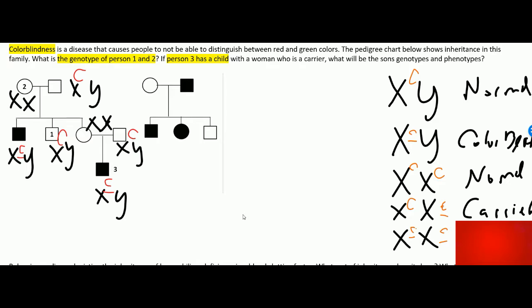So now we have to start thinking a little bit more deeply. Once we have our people sort of labeled, let's start setting up a Punnett grid. And let's go ahead and do it for this part of the family here.